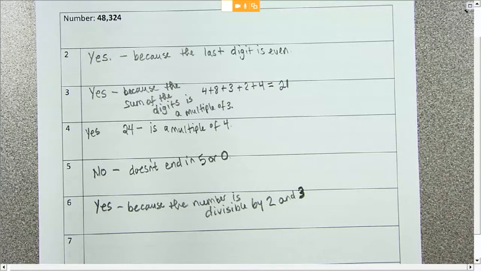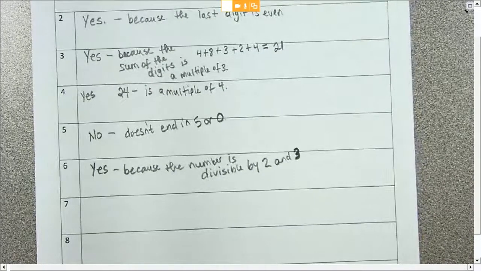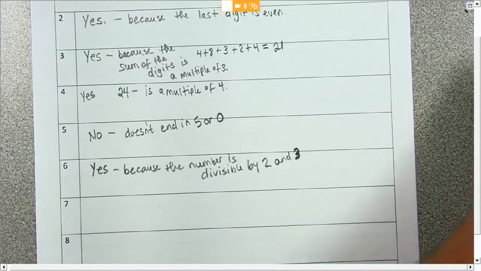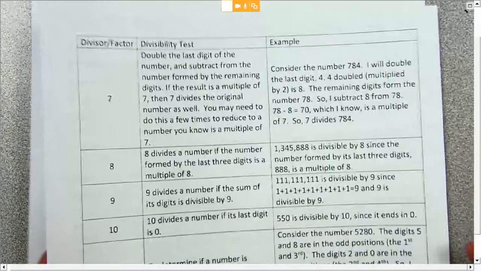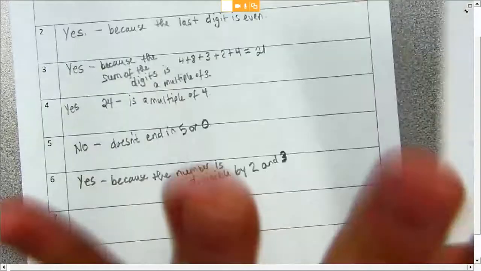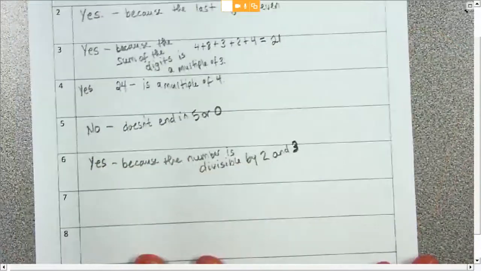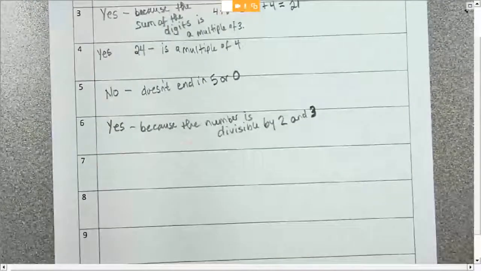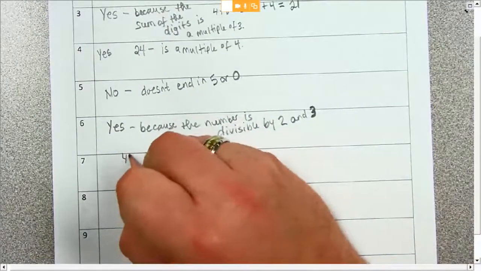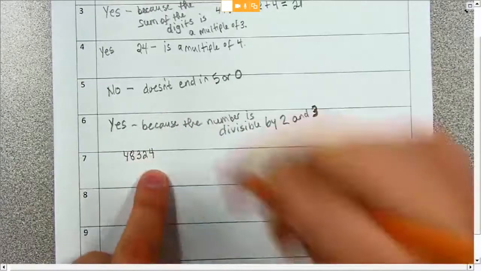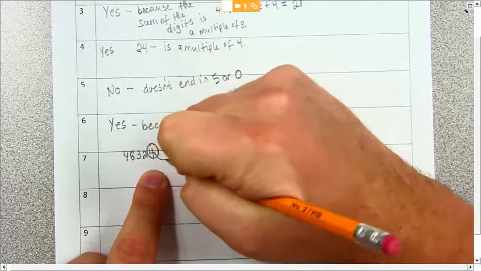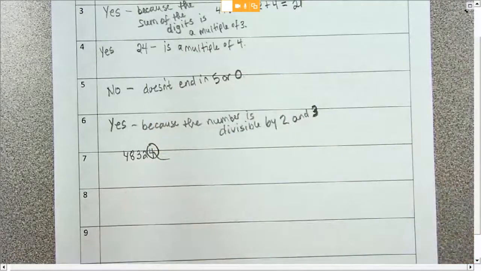Okay. All right, let's look at 7. Now 7 is a little bit involved. So here's what we do with 7. You know what? Let me just tell you as we do it. I think that it'll be easier, and then you can read that. So what I'm going to do is I'm going to take the number 48,324, and I'm going to take the last digit away. So I'm going to circle the last digit. I'm going to double it.